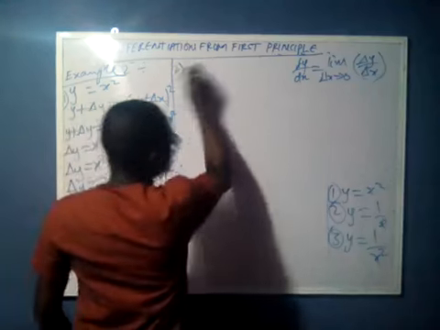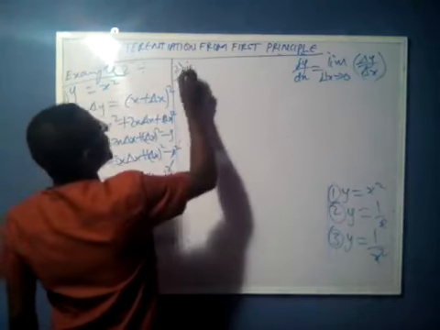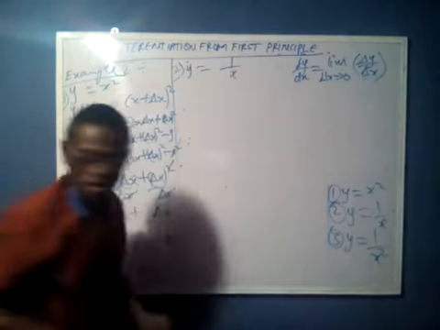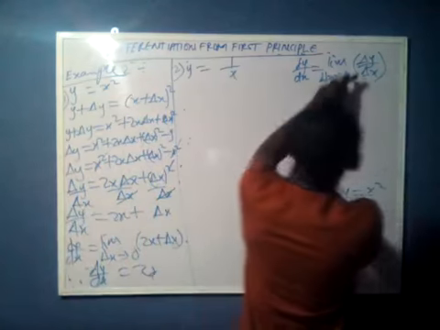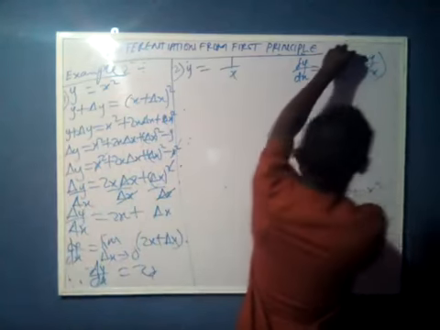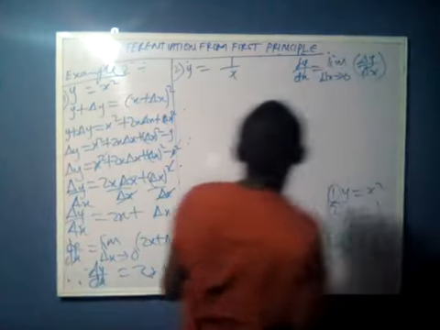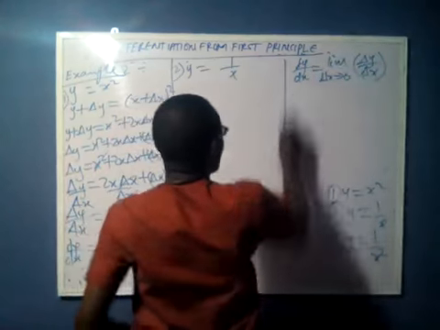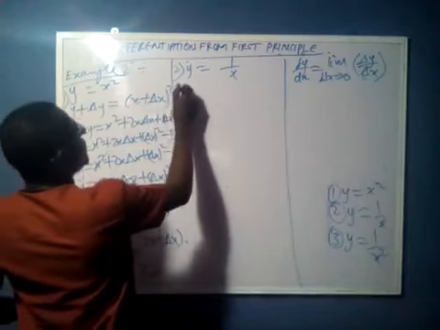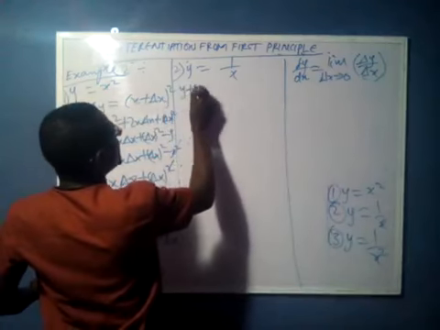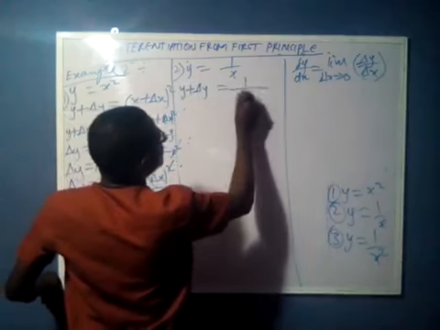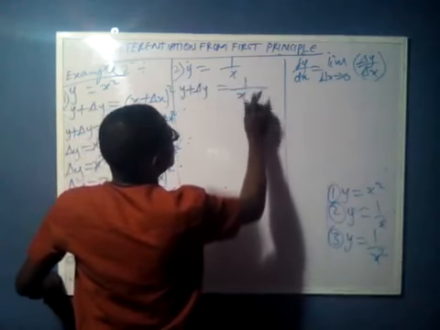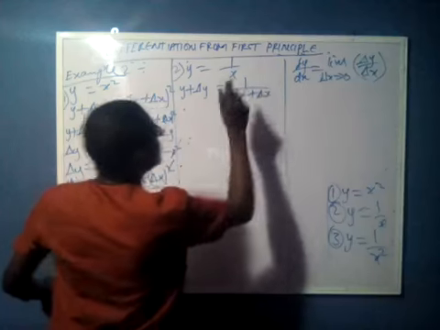What about the second one? We have y equals 1 over x. So what we want to get is the expression for change, delta y over delta x. So how do we handle that? So like I said, to every change in y, there's a corresponding change in x.